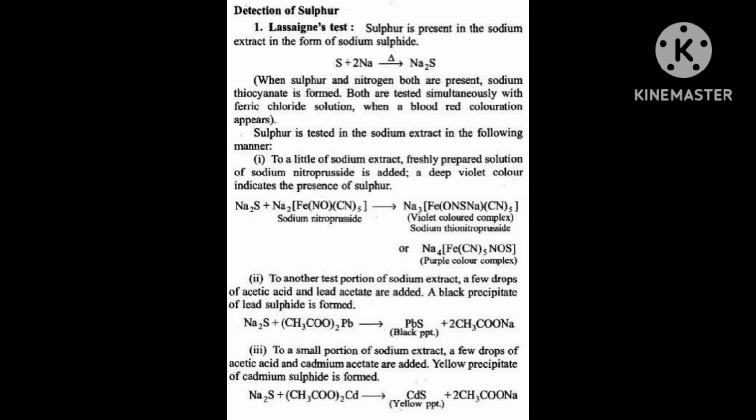The elements present in organic compounds are carbon and hydrogen. This is compulsory. In addition to this, they may also contain oxygen, nitrogen, sulfur, halogen, and phosphorus. Halogen means fluorine, chlorine, bromine, and iodine.